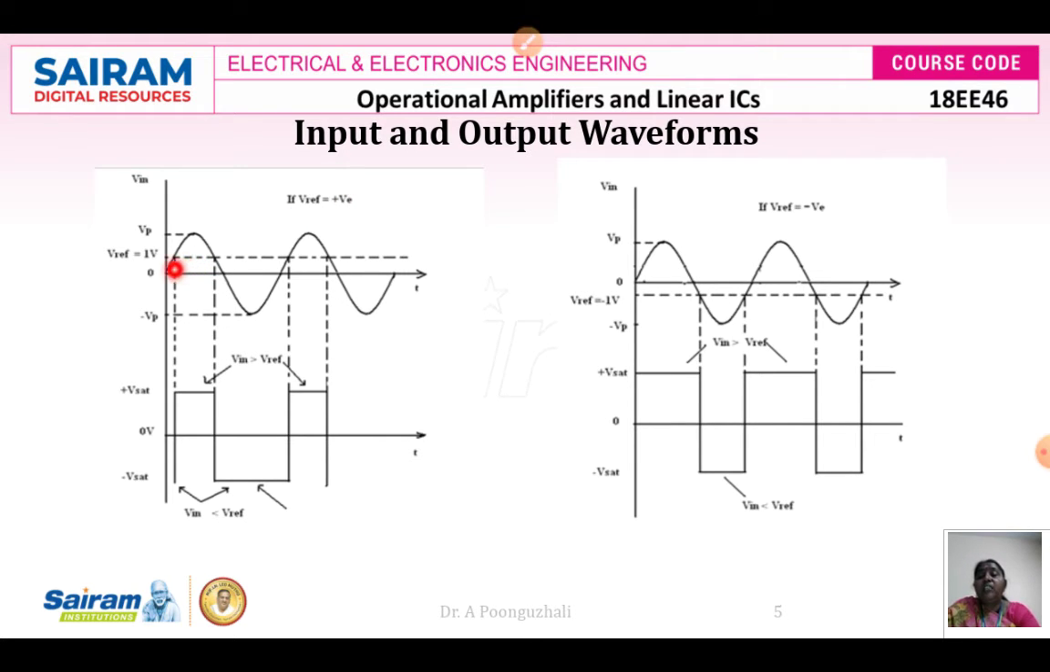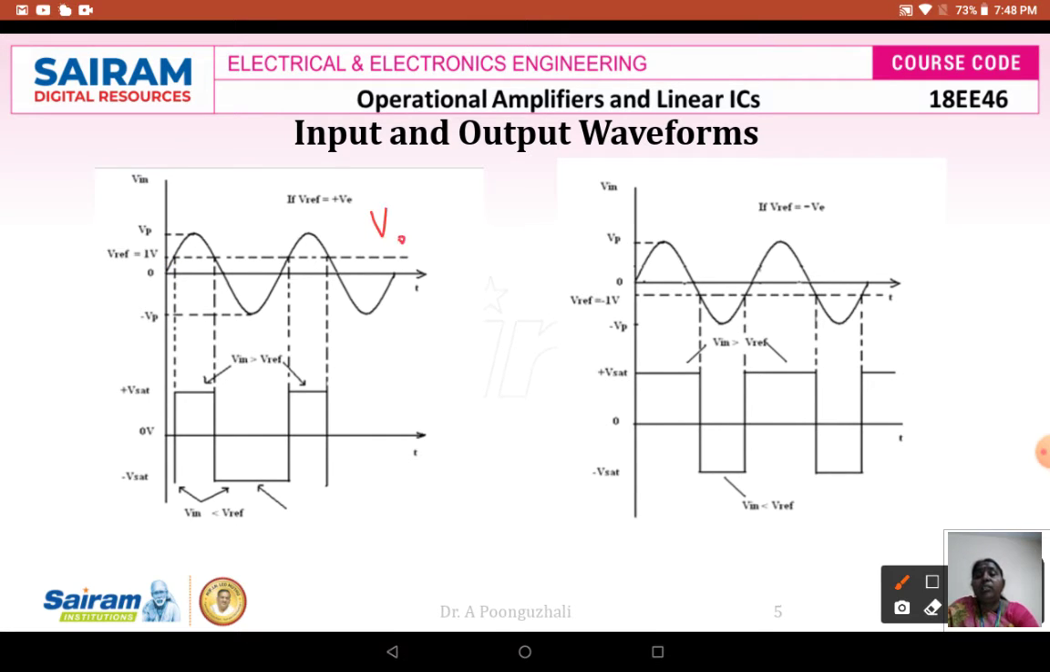So if V reference is positive, as we have said, and my V in is less than V reference, you can see that in this case V naught is equivalent to V in minus V reference, since V reference is positive. If V reference is negative, then V naught is V in plus V reference. Here, when V in is less than V reference, the result is negative, so I am going to get minus V sat.